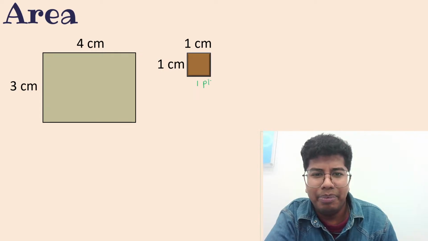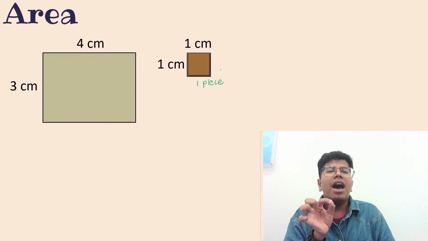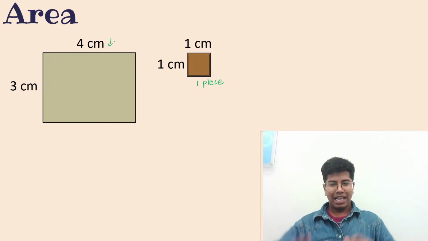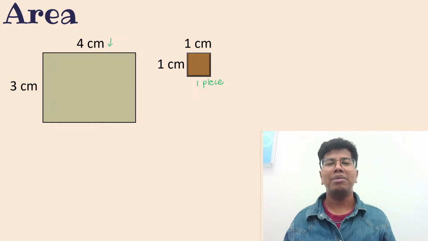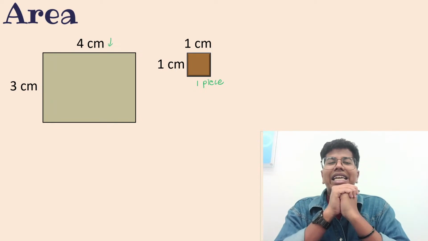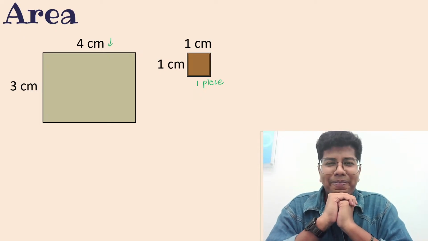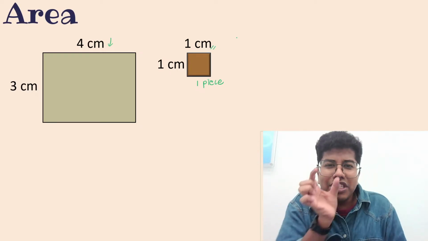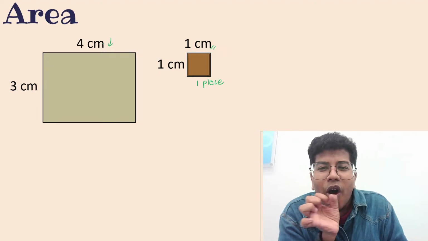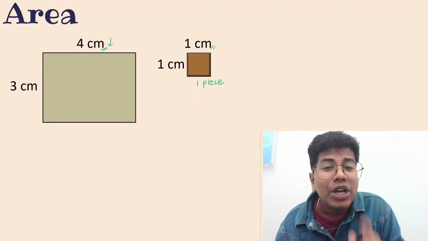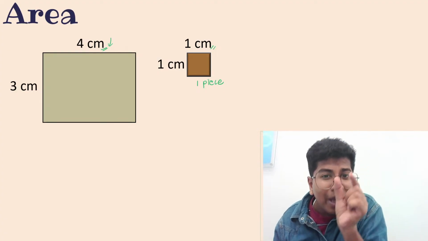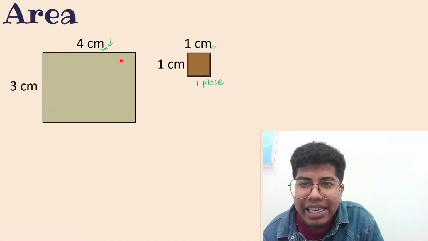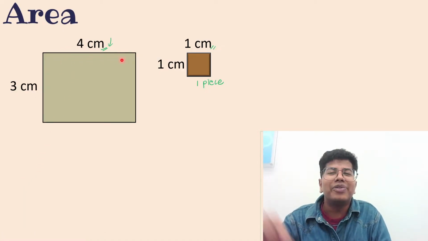Now my question is, how many pieces can we fit inside this chocolate wrapper? The big chocolate wrapper is 4 centimeters times 3. So how many pieces can we fit? How to find this out? Here we can observe this is 1 centimeter in length, but the total length of the wrapper is 4 centimeters. So how many pieces can we fit in the horizontal line?